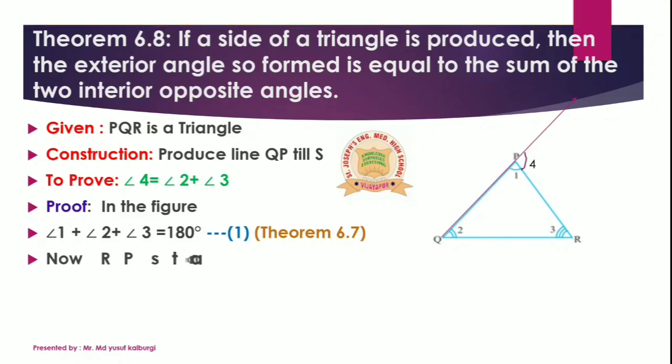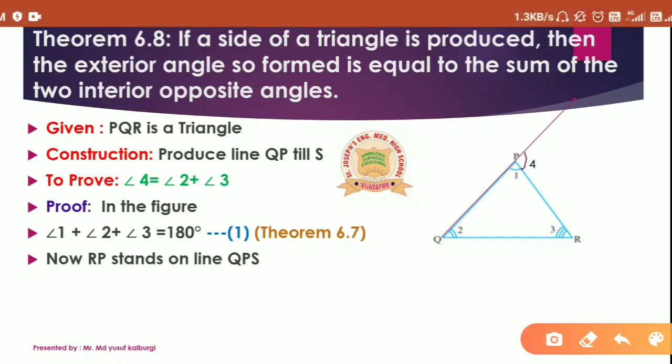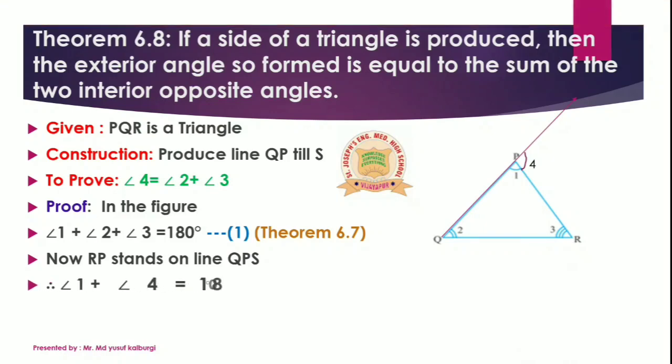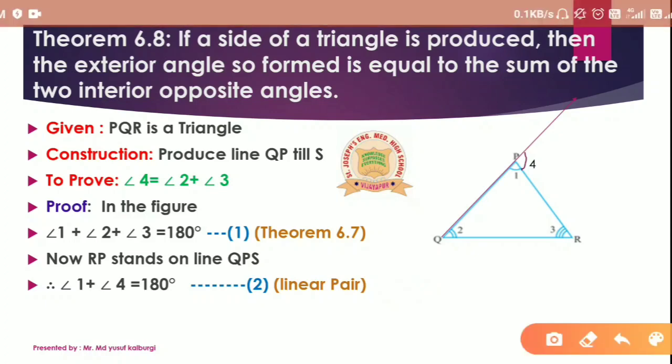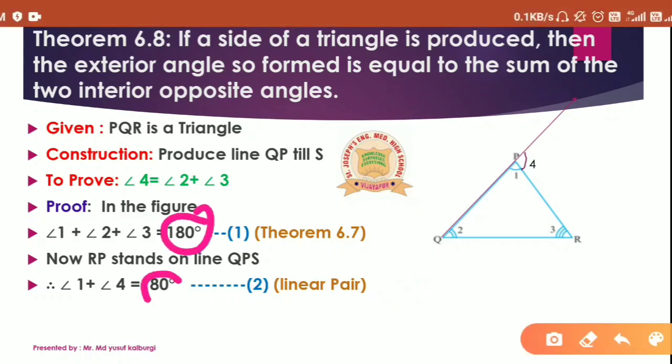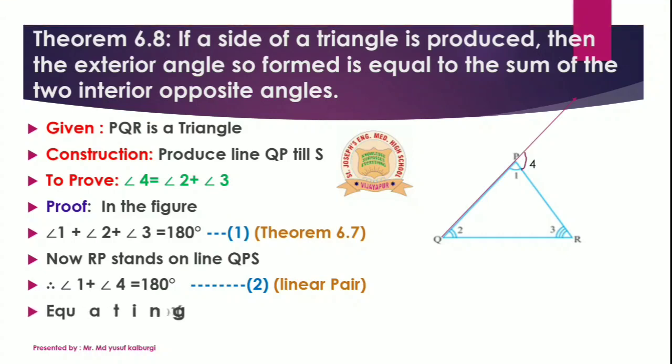So RP stands on the line QPS, right? QPS is a line and RP is standing on it. So the adjacent angle sum should be equal to 180 degrees because it is a linear pair. Now just observe equation 1 and equation 2. Both are equal to 180 degrees. So if both are equal to 180 degrees, can I equate them? Yes, obviously. So let us equate them, equating equation 1 and 2.